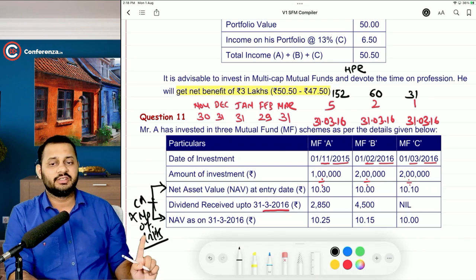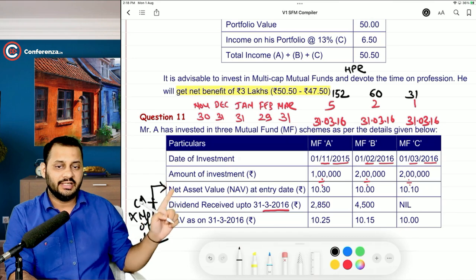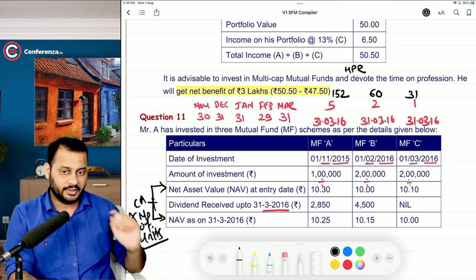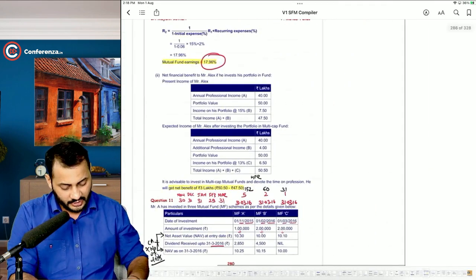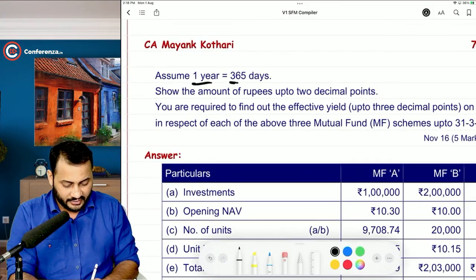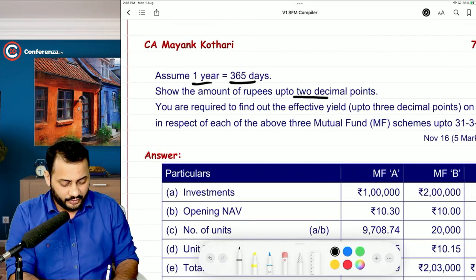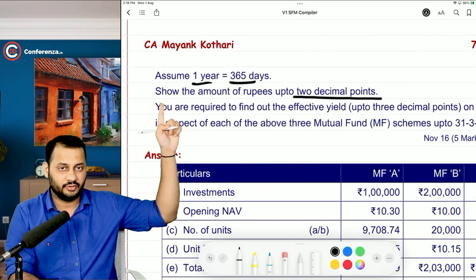So the very first thing I think you should calculate is the number of units. You can clearly see here that we need the number of units, right? Now, what is given? Take 365 days in a year. Show the amount of rupees up to 2 decimal points. Please understand this. You need to follow this.